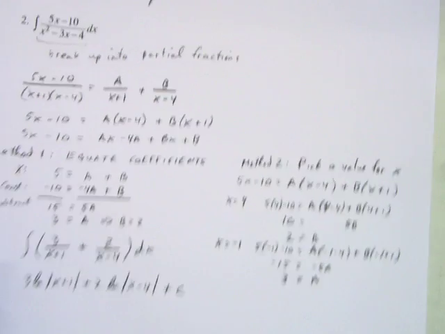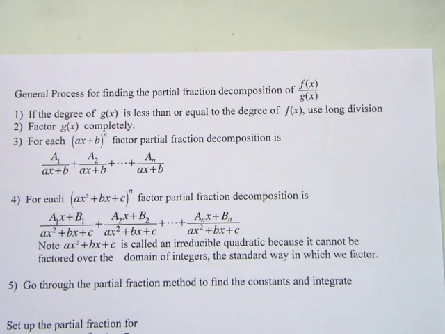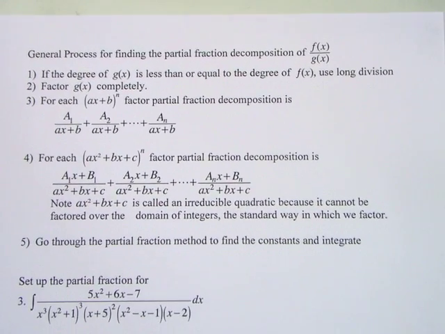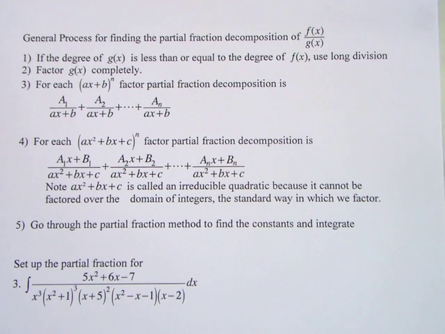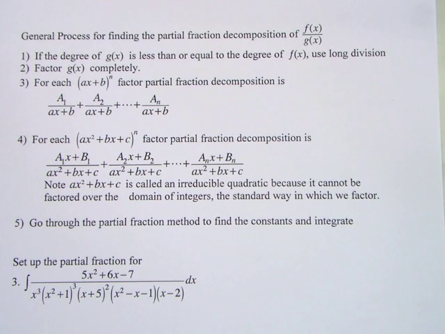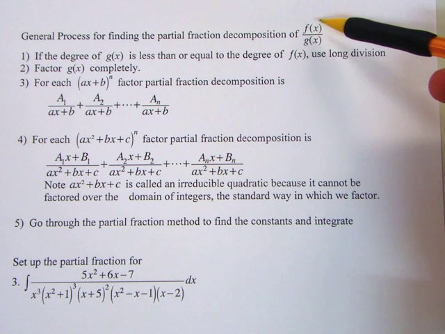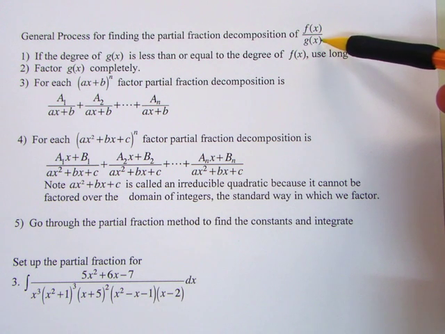Let's take a look at some more. Here's a general process for finding the partial fraction decomposition of f over g. First, if the degree of g of x is less than or equal to the degree of f of x, we have to use long division. The reason why is we need to make sure that the degree on the top is smaller than the degree on the bottom.